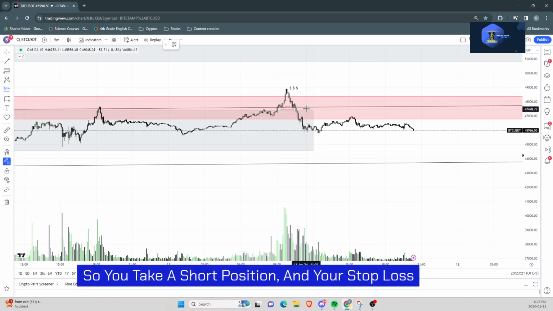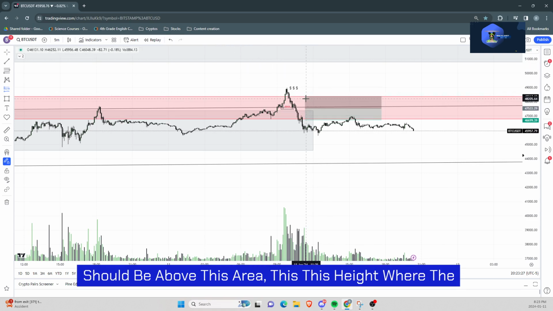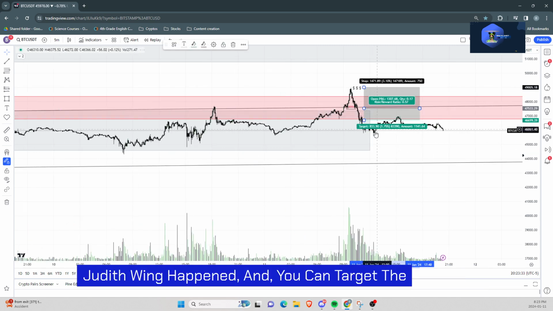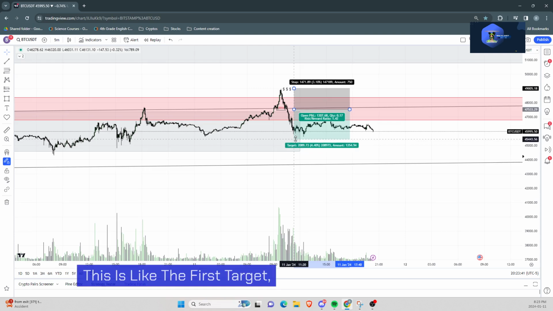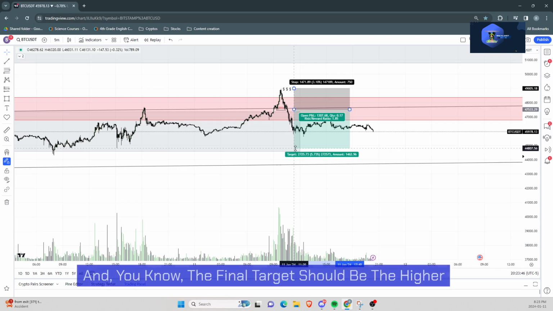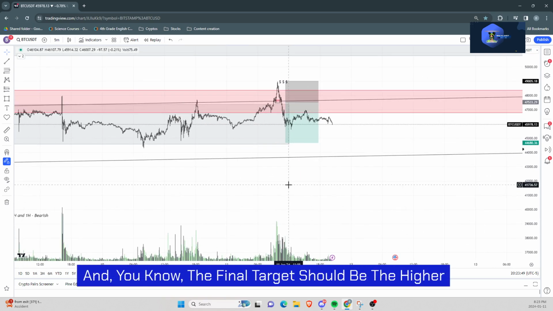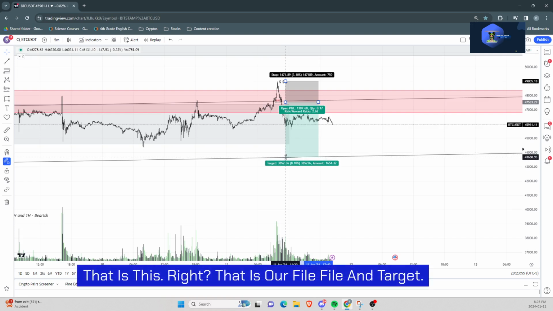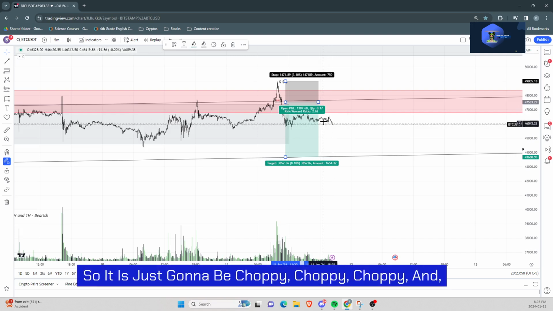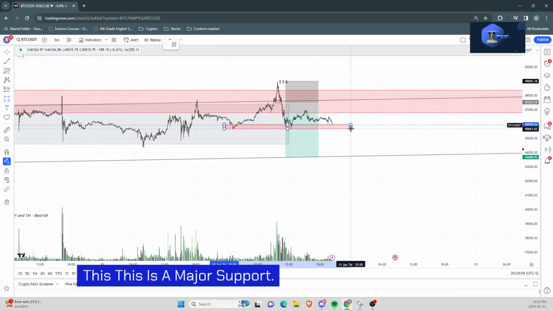So you take a short position, and your stop loss should be above this area, this high where the Judas swing happened, and you can target the previous low. You can target here, or you can target here. This is like the first target, and then this is like the second target, and the final target should be the higher time frame area. That is this, right? That is our final target. So it is just going to be choppy, and this is a major support.